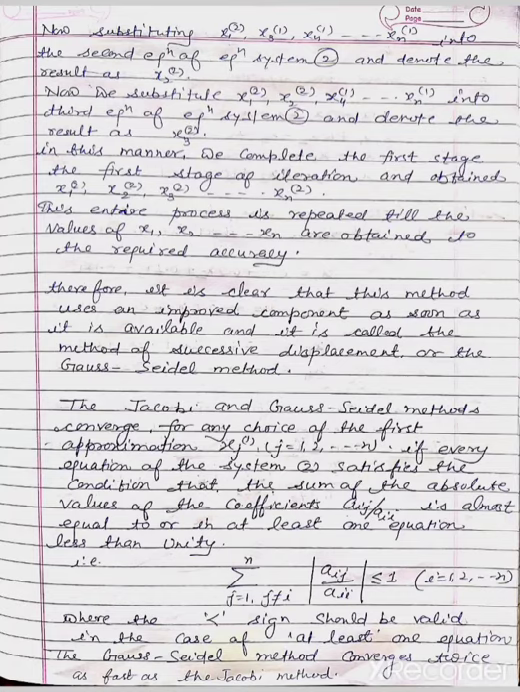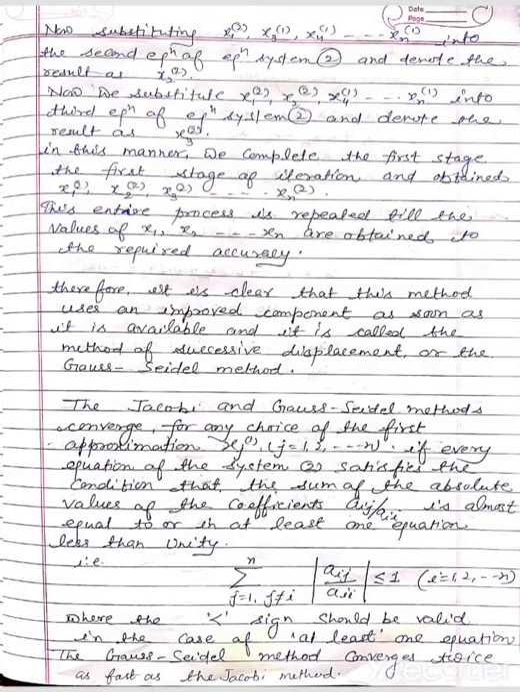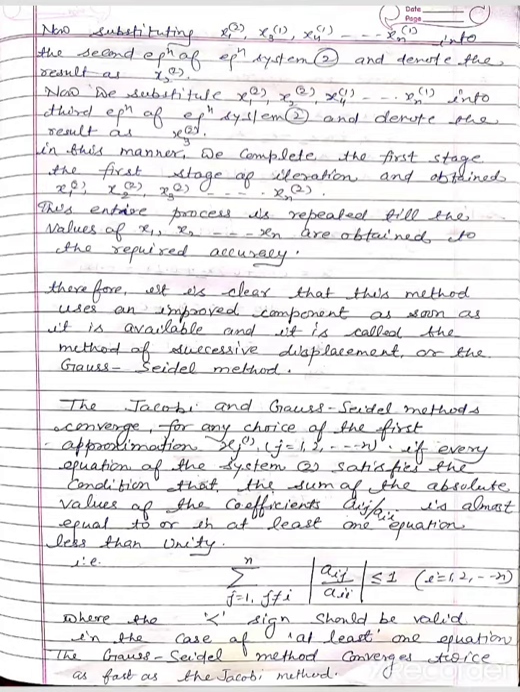Now talking about convergence, the Jacobi and the Gauss-Seidel methods converge for any choice of the first approximation of x if every equation of system 2 satisfies the condition that the sum of the absolute values of the coefficients aij over aii is at most equal to 1, and in at least one equation less than unity.